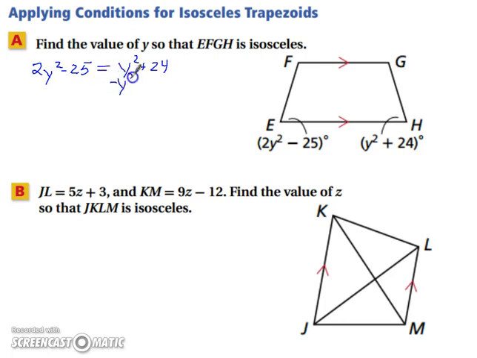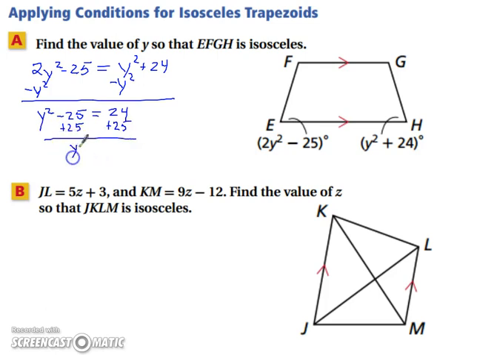We want to get our variables to the same side of the equation first. So we're going to subtract y squared from both sides, leaving us with only 1y squared left, minus 25 equals 24. We can add 25 to both sides. And now we have y squared on the left-hand side, and we have 49. Y squared is not by itself. The opposite of squaring something is taking the square root of it. So y equals the square root of 49, which is 7.